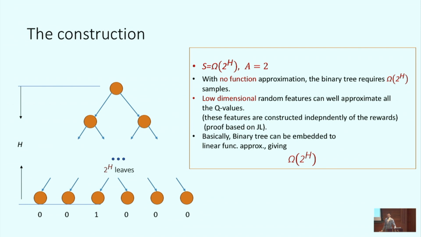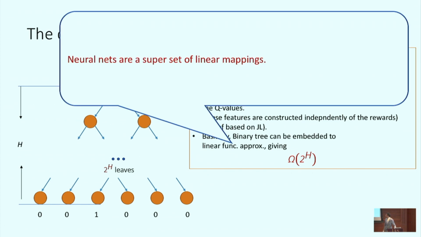You can look at this offline. I'll talk about implications in a moment. So one thing to point out is, look, this is for linear mappings, but neural nets are a superset of linear mappings. So this doesn't bode well for neural nets either.